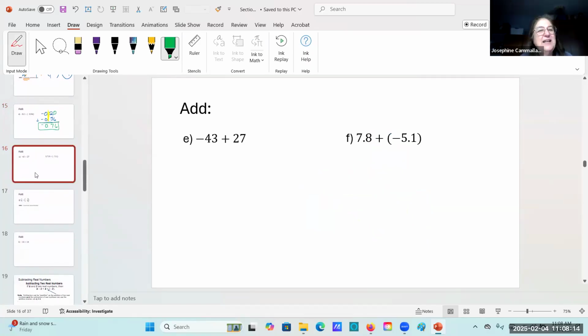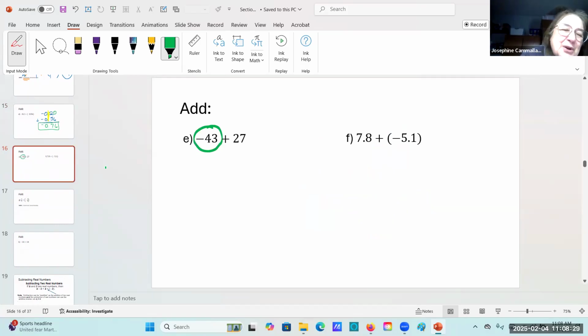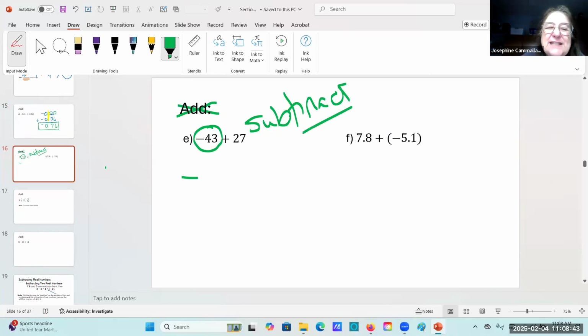Now, let's get a little more interesting. Okay. This is negative 43, positive 27. This number is bigger, so my answer's got to be negative. But these instructions mean subtract, because I'm going in opposite directions. This will give me negative 16.